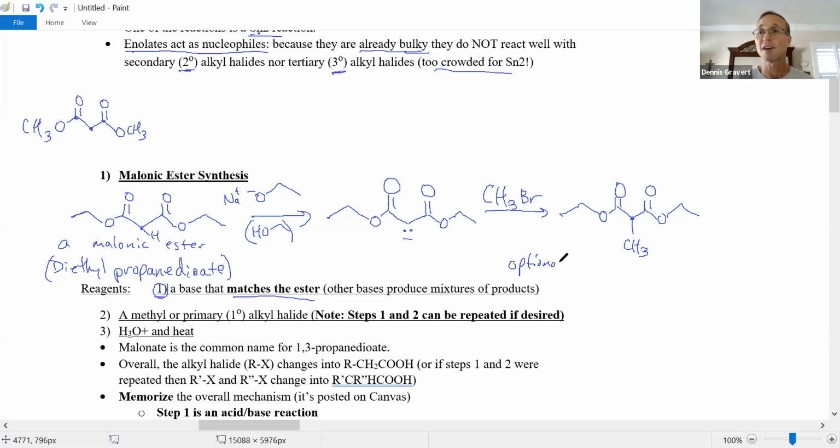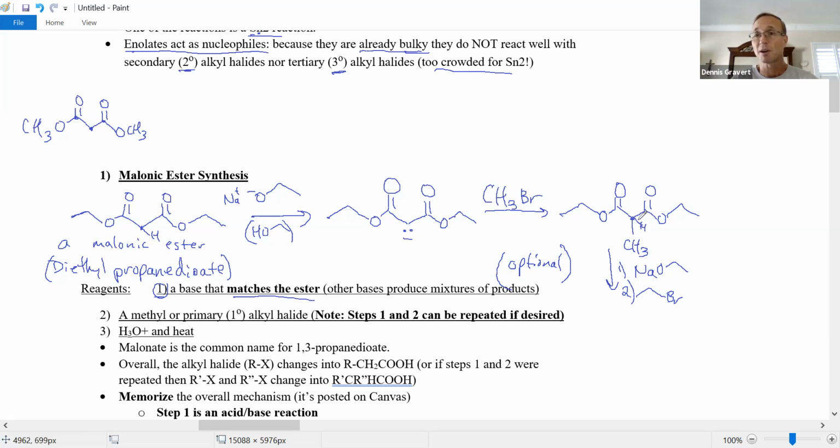Optional. If you want to do 5 steps: base, SN2, hey, there's still an alpha hydrogen here. You can do it again. So this is optional. Step 1, add a base, remove the hydrogen. Step 2, add a primary or methyl halide. And it doesn't have to be the methyl halide used before, it could be something else. So I don't know. Why don't we use 1-bromoethane?